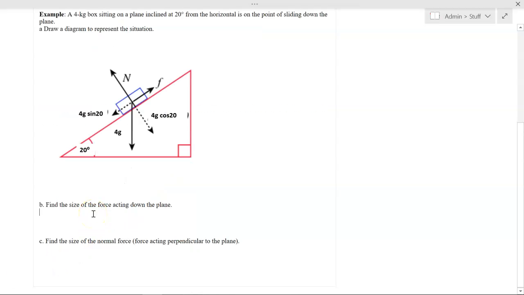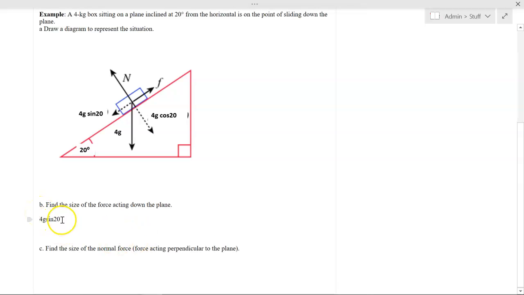Find the size of the force acting down the plane. Now, we haven't been told anything about friction, so we're just going to ignore that for now. So maybe just get rid of it. The force down the plane is just your 4g sin 20. If there was some friction operating against that, we would minus the friction. So I'm regretting now drawing the friction on there.